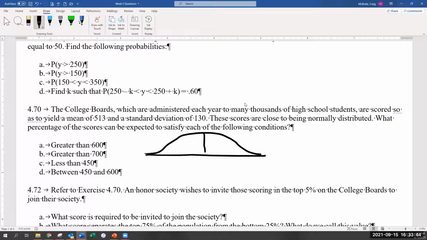So we have the mean here at 513. C wants us to calculate the likelihood of being less than 450. So right off the bat, from drawing a picture, we know that the answer has to be less than 50%, because the mean sits right in the middle, and that means there's 50% on each side of it. And 450 is obviously less than 513, and we're looking for things less than that. So we know this area has to be less than 50%, which is good to know, because when we run something in technology and we get an answer that's bigger than 50%, we can go, oh, crap, I must have done something wrong, because I know it has to be less than 50%.